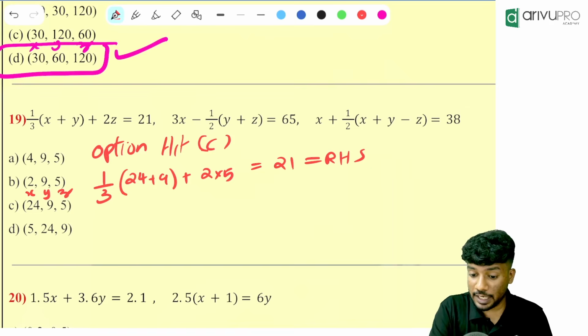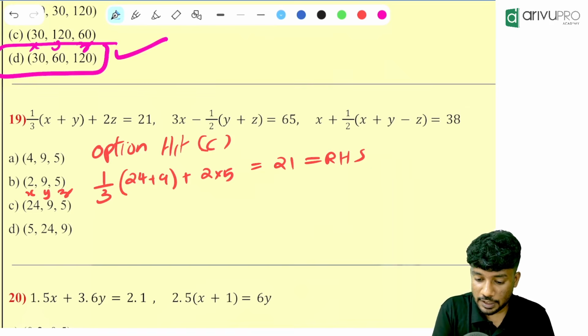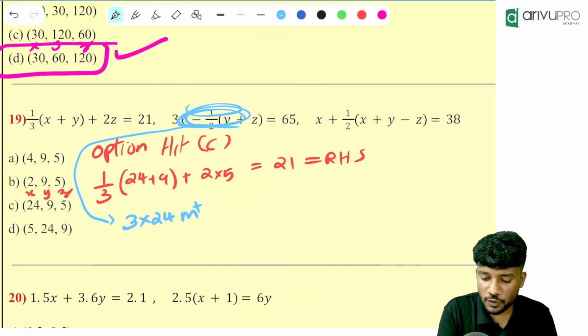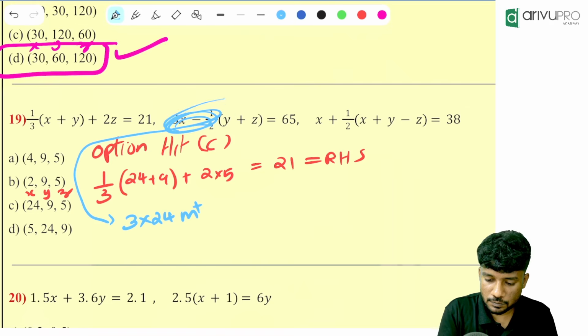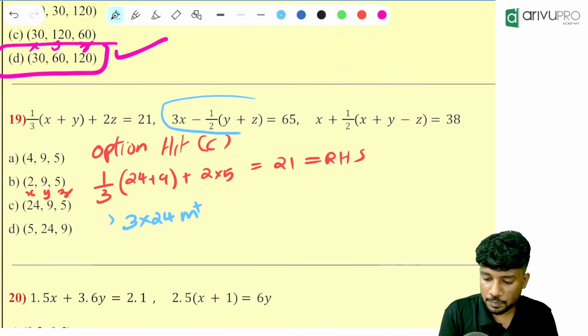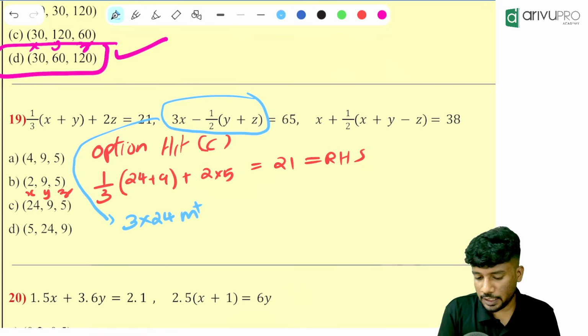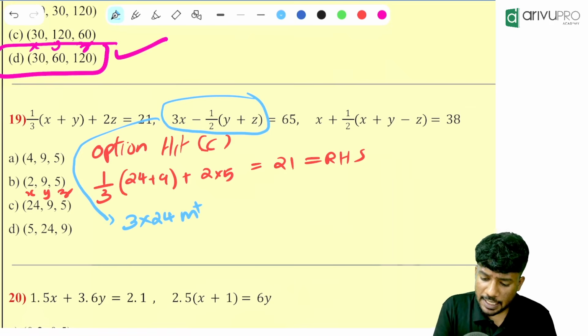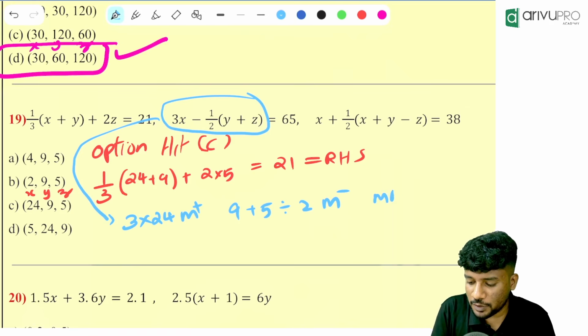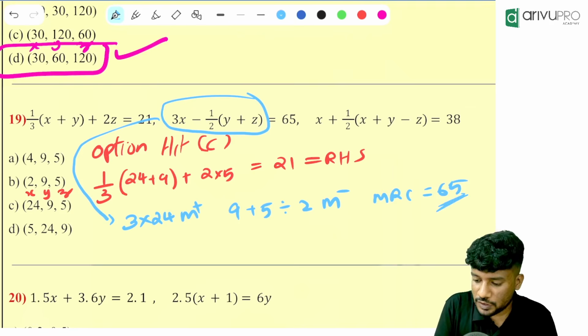Now the second one, I will write the calculation method. Okay, not the direct method. So you will write 3 into 24, then you will click M plus. Correct? 3 into 24, M plus. Then 9 plus 5 divide by 2, you will click M minus. Then you will click MRC. How much are you getting, people? Are you getting 65? Which is equal to your RHS.